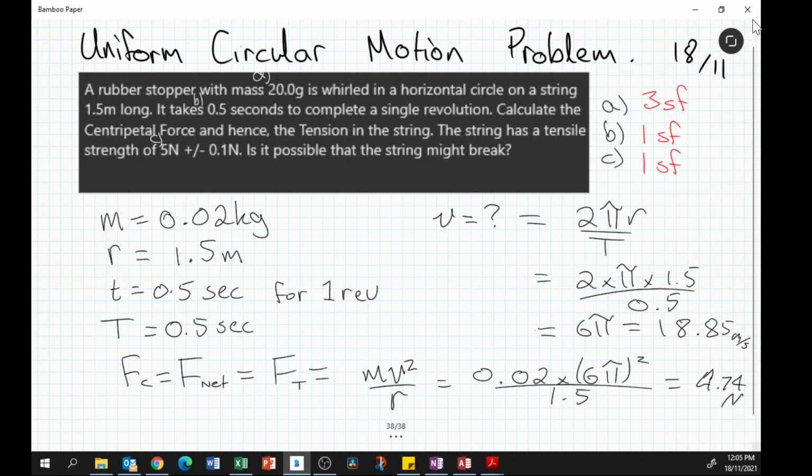Okay. Will the string break? Yes or no? No, absolutely not. Is it possible the string will break? No, it is not.